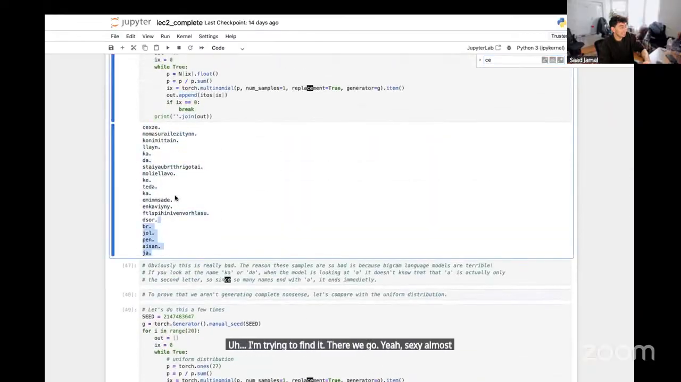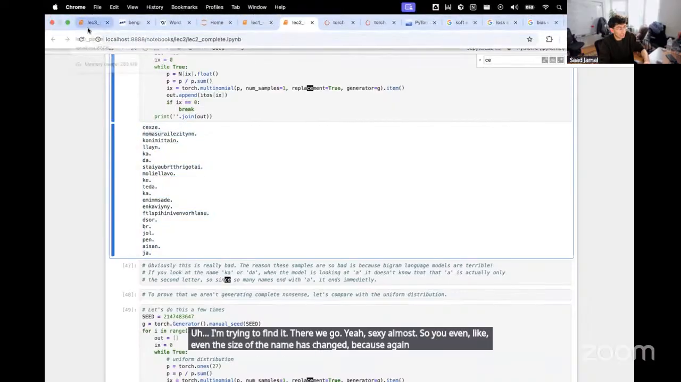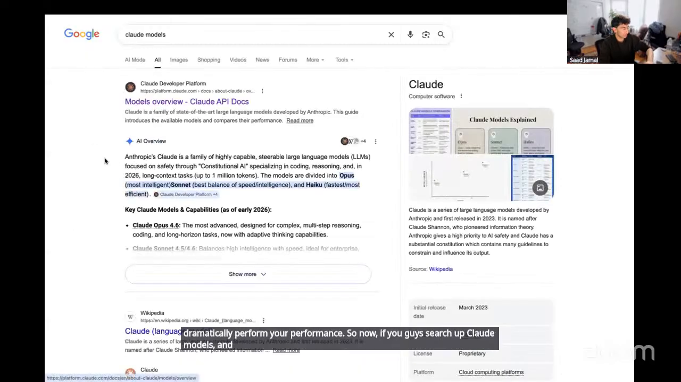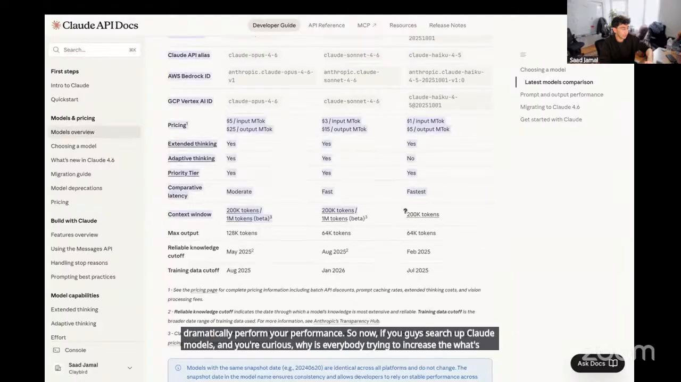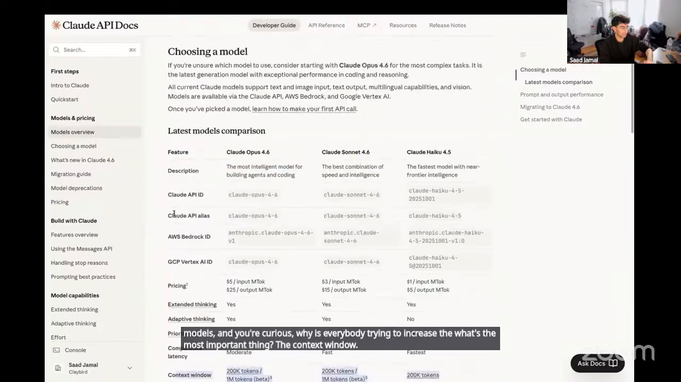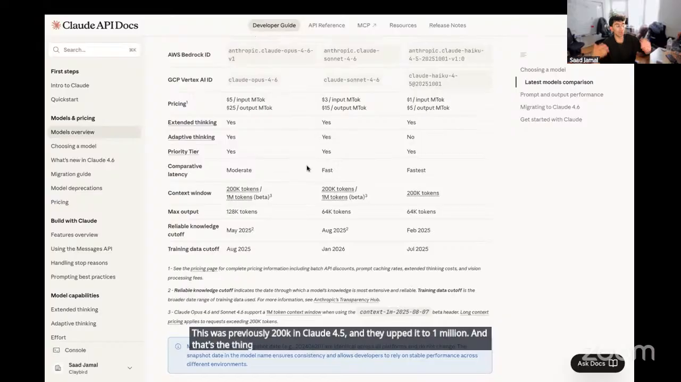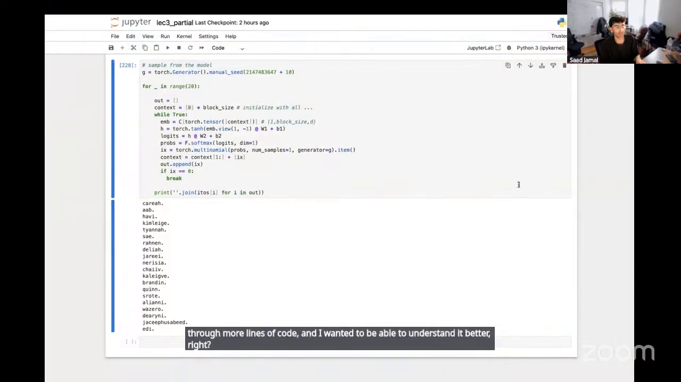So even the size of the names has changed, because increasing context will dramatically improve your performance. If you search up Claude models and you're curious why everybody is trying to increase the most important thing, the context window. This was previously 200K in Claude 4.5, and they upped it to 1 million. That's the thing everybody cares about. I want Claude to be able to parse through more lines of code and understand it better. So that gives you more performance.